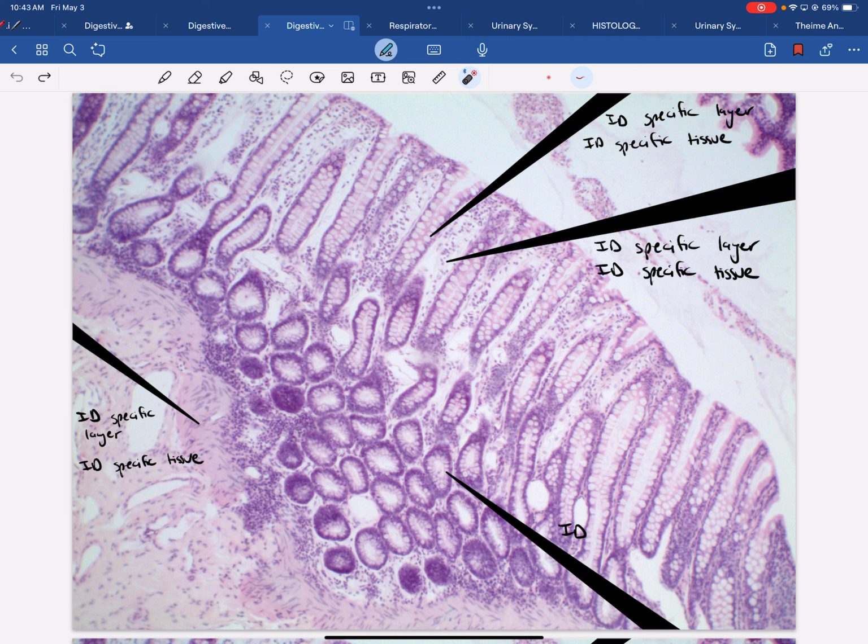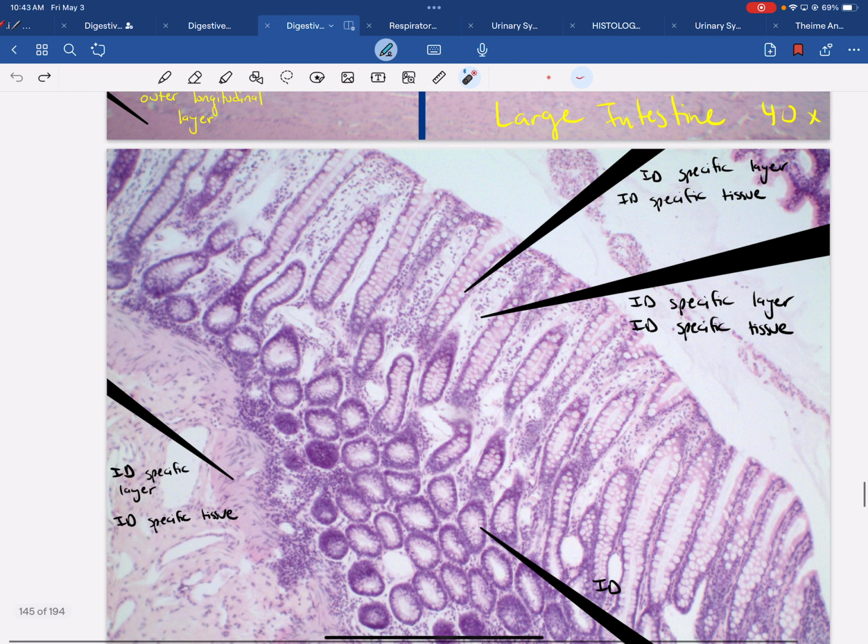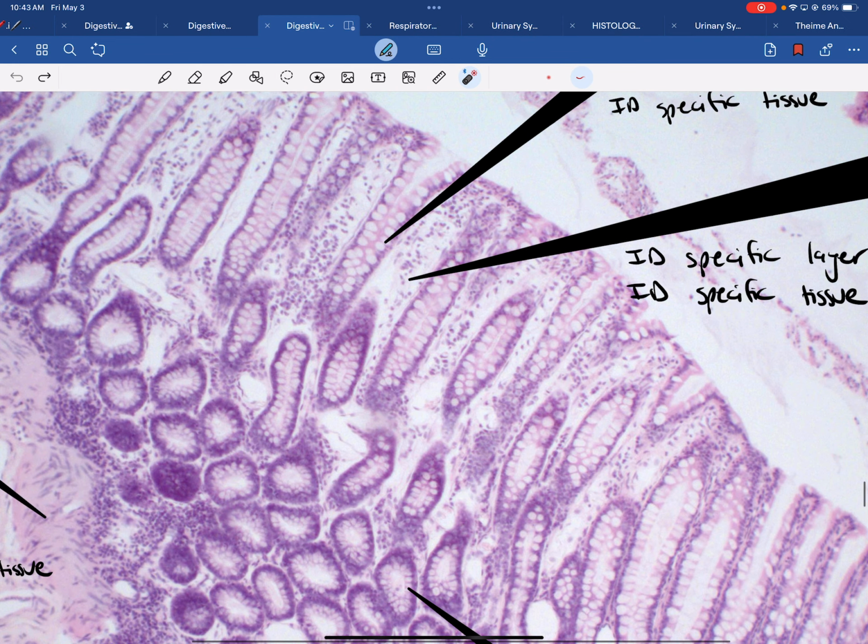I'm not sure what all of this is. So ID this specific layer. That's the general layer, the major layer. What about this specific layer? Good, the ET layer of the mucosa. And then which specific tissue is it? Exactly. Good. Simple columnar ET with goblet cells and microvilli. Good.